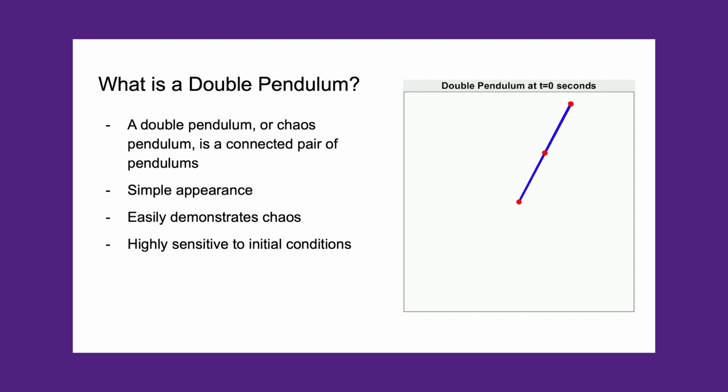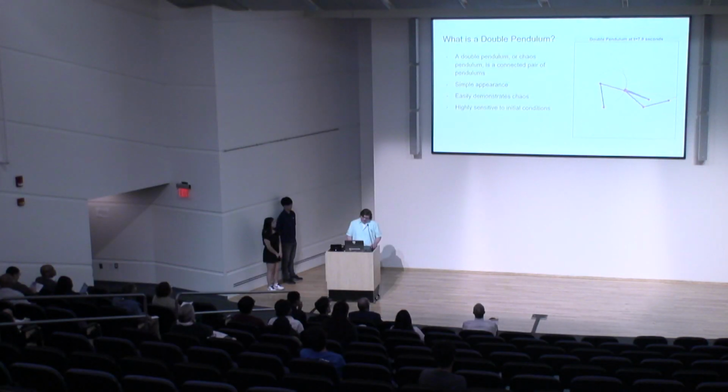They're notable because they have a very simple appearance. It's really just two connected lines that are then dropped. But they're very sensitive to initial conditions. As can be seen in the visual here, they're started at very similar positions, but very quickly the three pendulums will become distinct from one another. In this way, they easily demonstrate chaos. They are one of the easiest ways to demonstrate chaos.